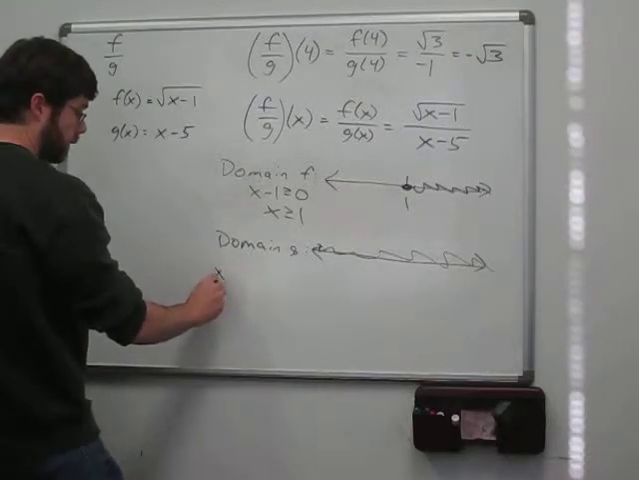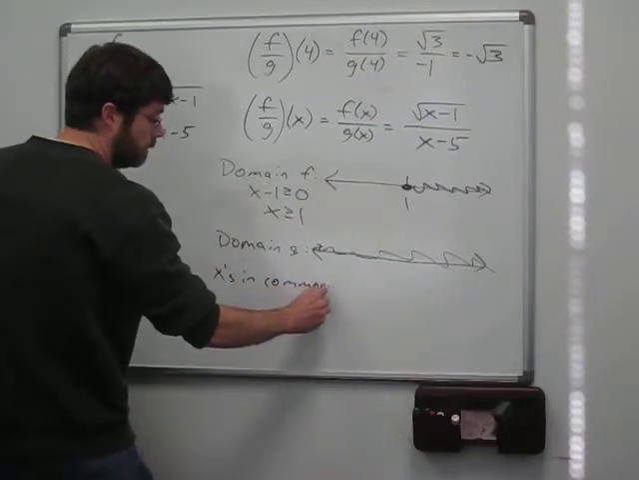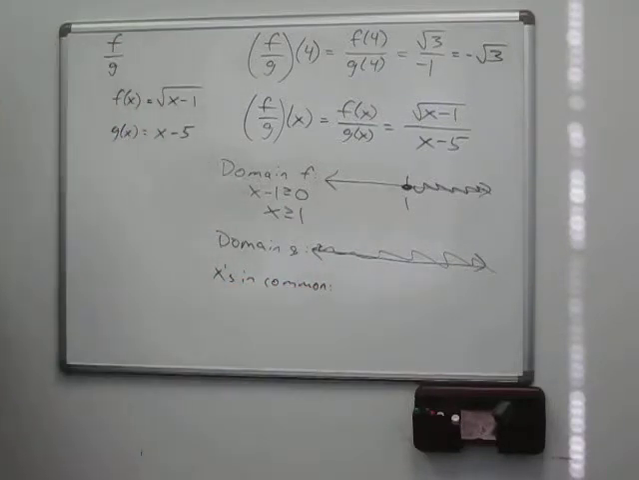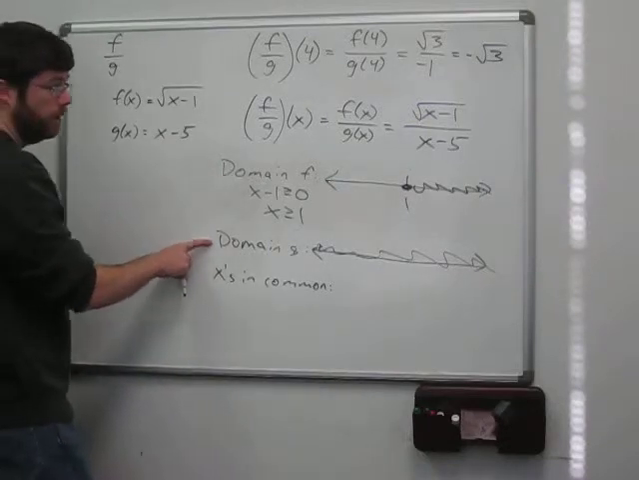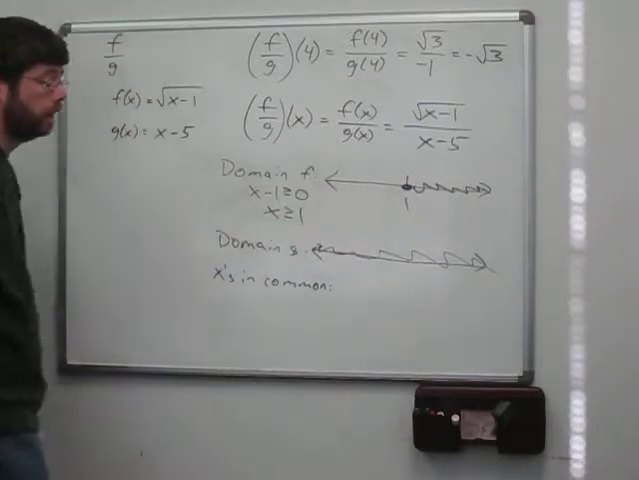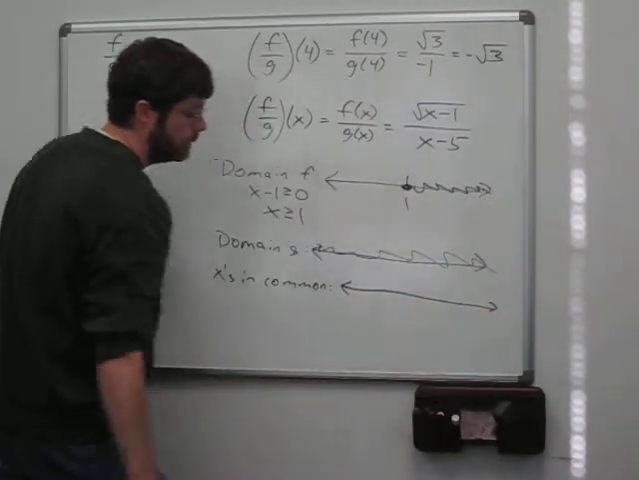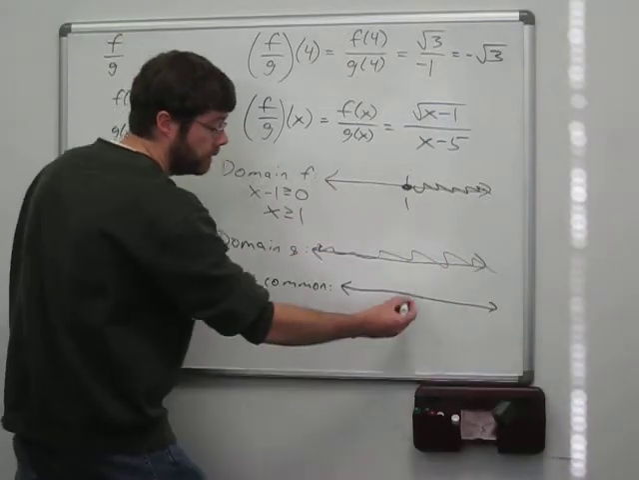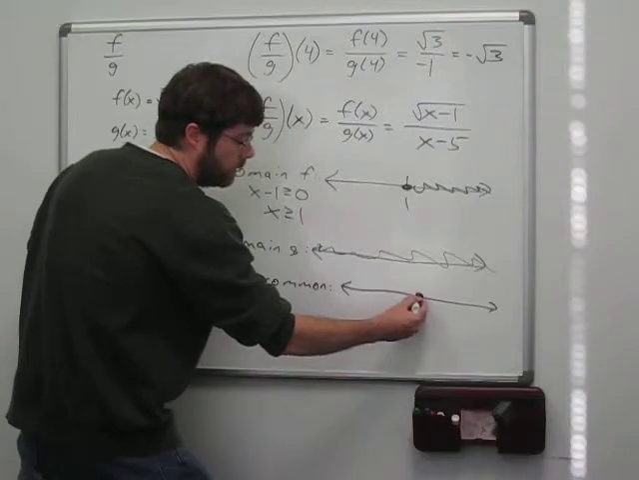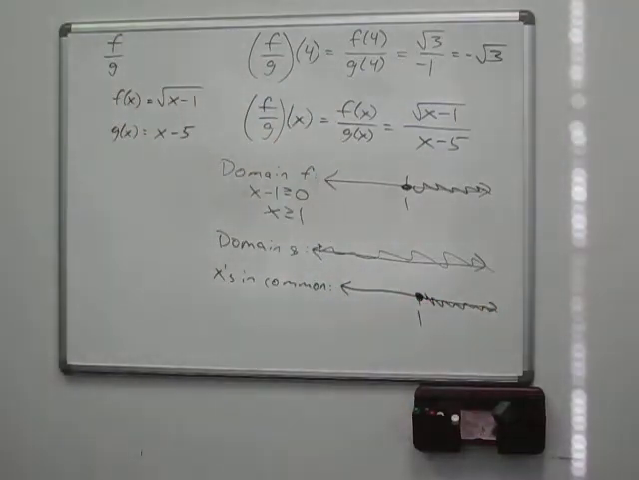Then we want to consider the x's in common to both of these sets, right? Because if x is common to the domain of f and the domain of g, we'll be dividing a real number by a real number. The intersection of these two sets, or the x's in common to both of these graphs, clearly starts at 1 and includes any x greater than 1.